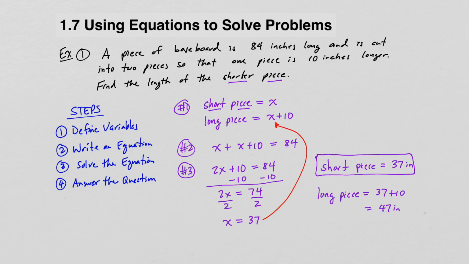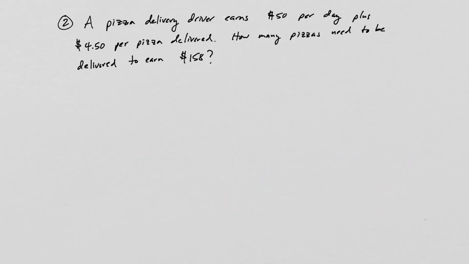Let's try another example. So in this next problem, let's suppose a pizza delivery driver earns $50 per day plus $4.50 per pizza delivered. So the question is, how many pizzas need to be delivered for the driver to earn $158? So the question is, how many pizzas need to be delivered? So I'm going to go ahead and start with step number 1 by saying let X equal the number of pizzas delivered.